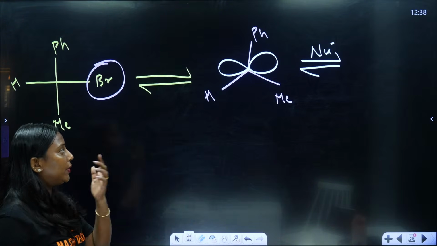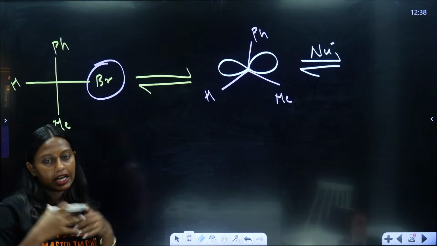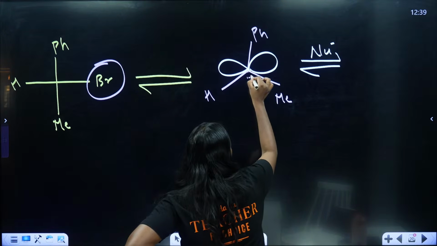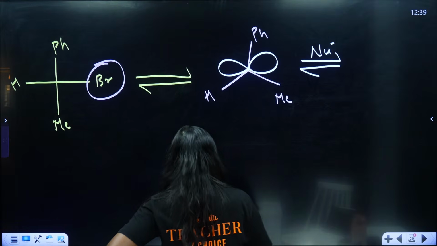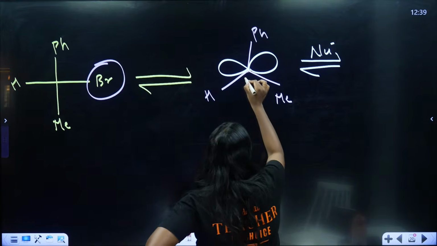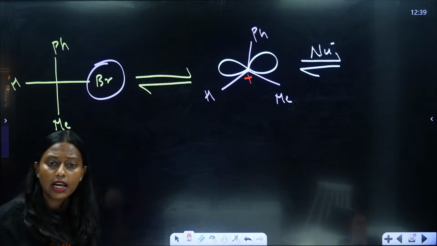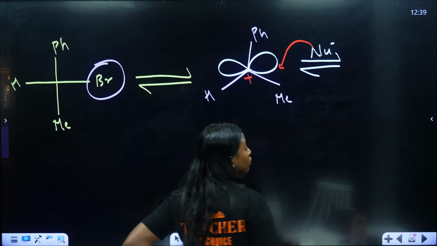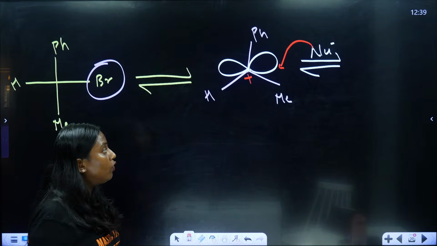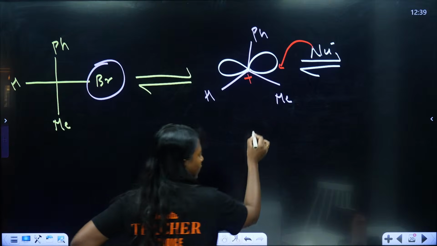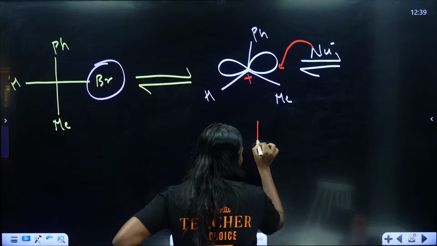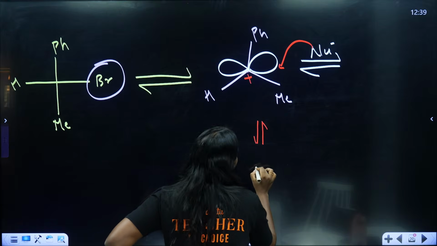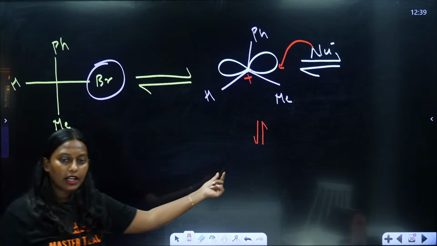Then what will happen? Obviously this nucleophile will attack. Obviously it is a carbocation. This is a carbocation and this nucleophile will attack. So what will be the product? I am writing the product here.